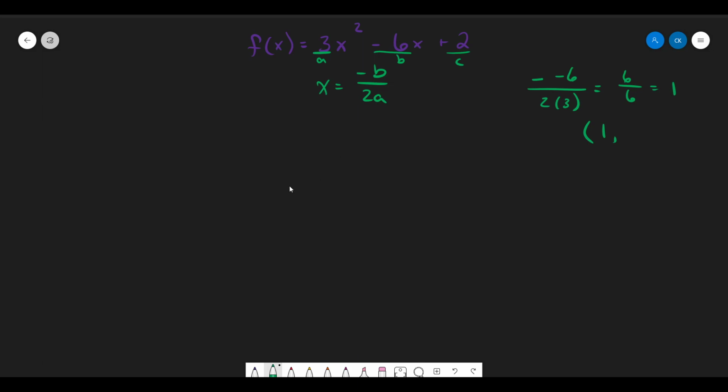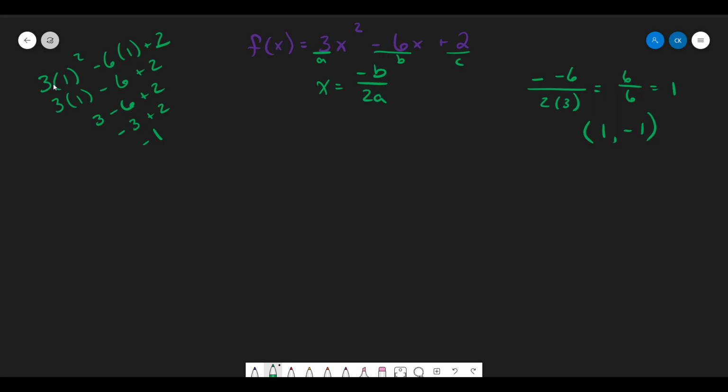Now to find the y value, I plug it in. So I have 3 times 1 squared minus 6 times 1 plus 2. 1 squared is just 1. So this is 3 times 1. 6 times 1 is 6. 3 times 1 is 3. 3 minus 6 is negative 3. And negative 3 plus 2 is negative 1. So I have my vertex at 1, negative 1.